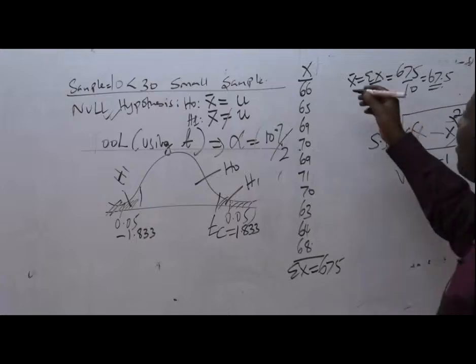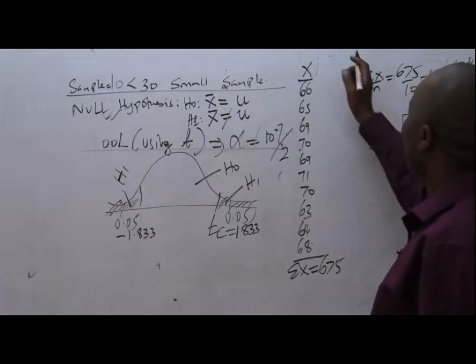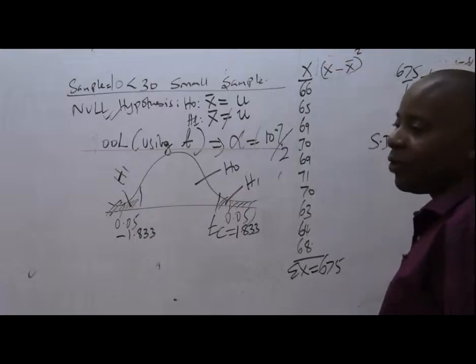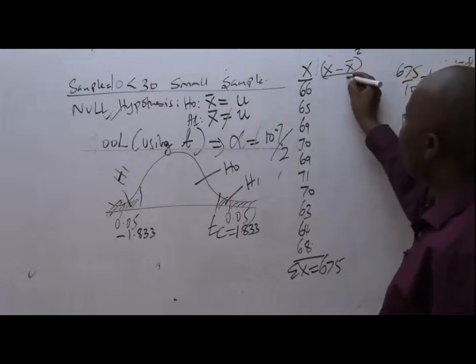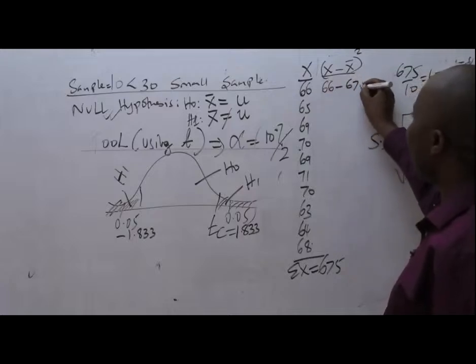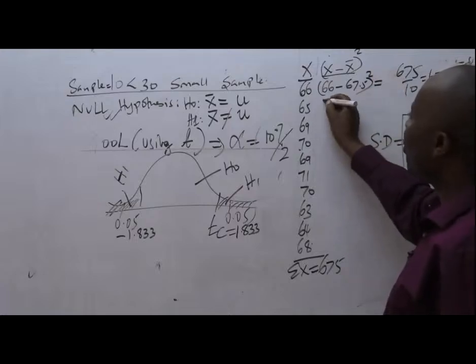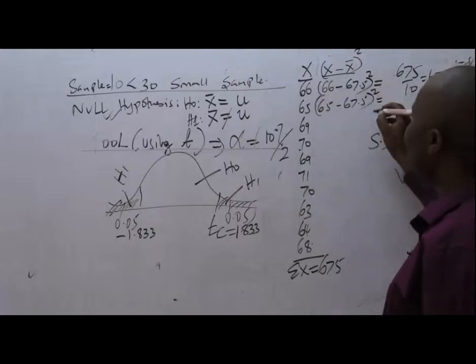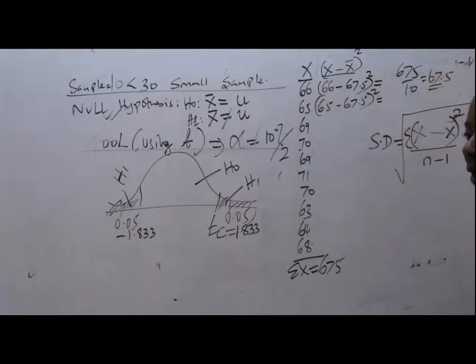So could you kindly create a column for the numerator? Create a column here for x minus x bar squared. So the first one will be 66, that is x, minus x bar, which is 67.5. You square this, you get an answer. The second one, 65 minus 67.5, you square this, you get an answer.